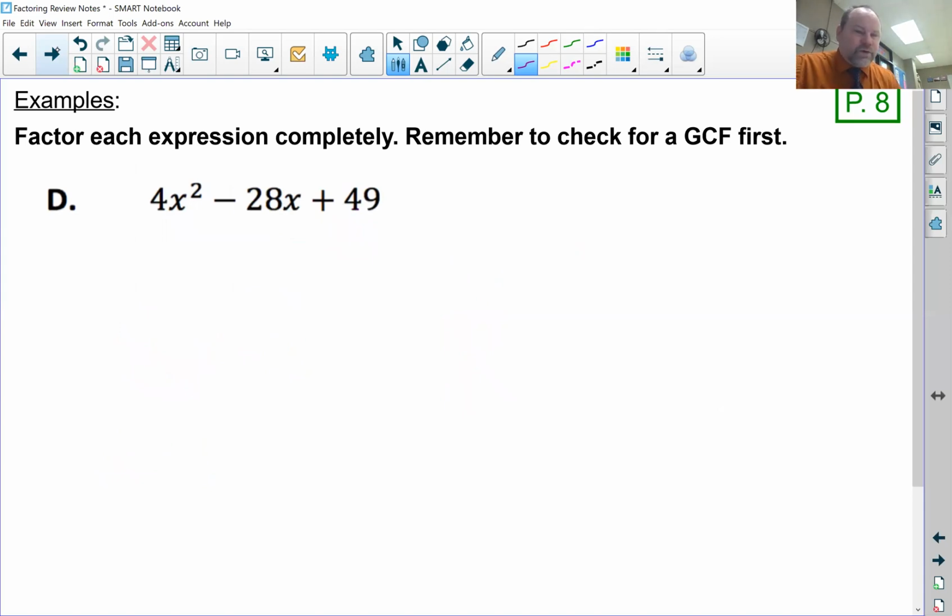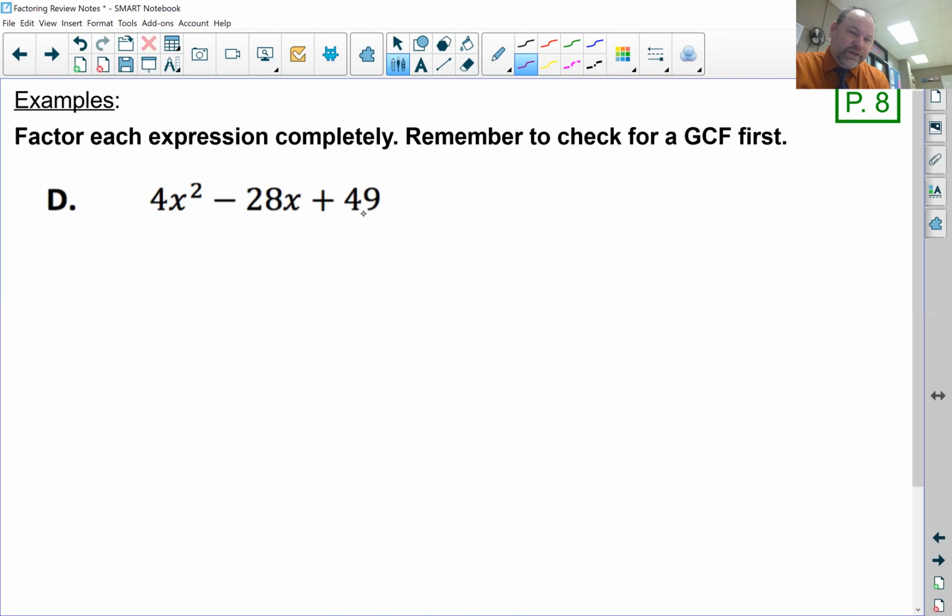All right, 4x squared minus 28x plus 49. Again, check: is there a variable in each? No, so there's not a variable for a greatest common factor. Are each of these numbers evenly divisible by the same thing? The only numbers that divide into 4 are 2 and 4. 49 is not divisible by 2 because it's not even, and it's not divisible by 4. So again, there's no greatest common factor.